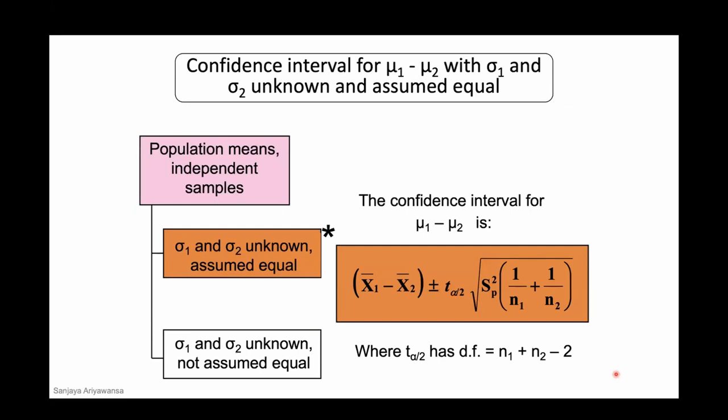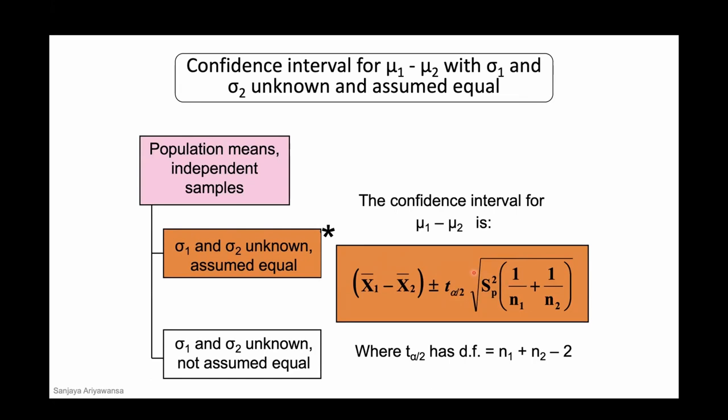So this is the confidence interval you have to consider for mu1 minus mu2. X1 bar minus X2 bar, that is simply the difference between your sample means, plus or minus your critical value given by your t alpha over 2 times this particular value over here, is your confidence interval.